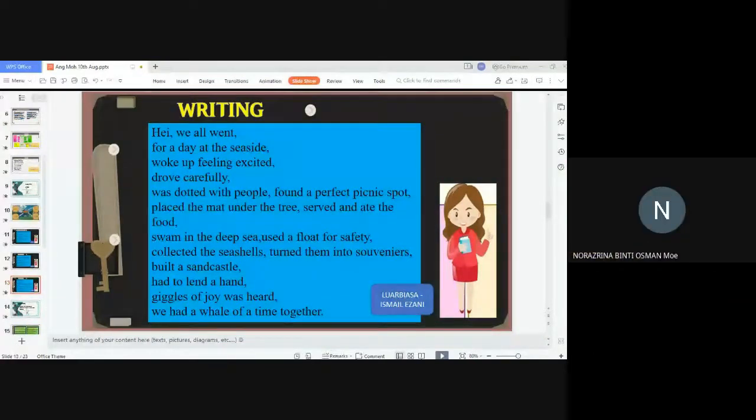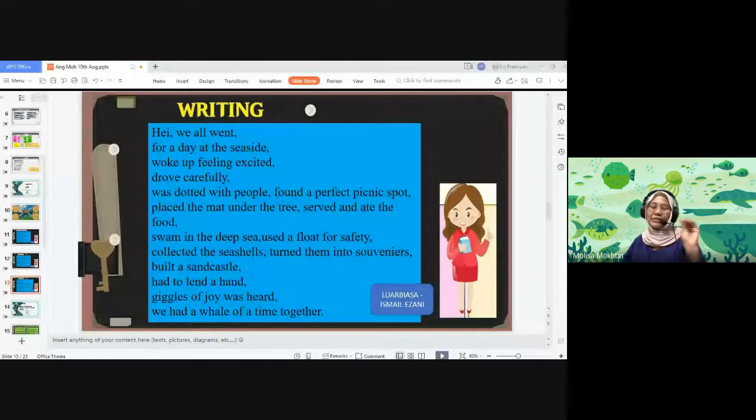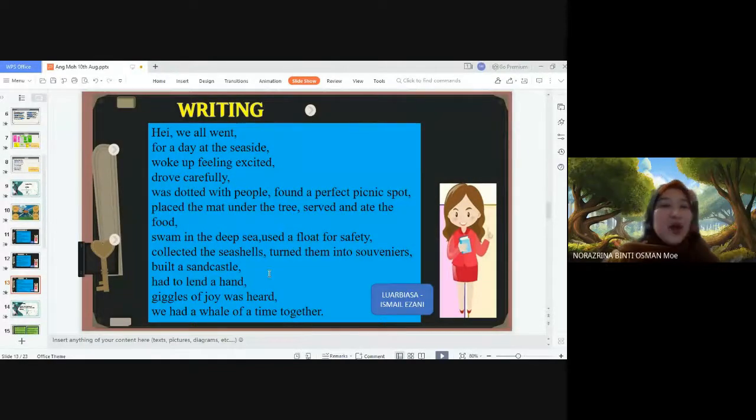Okay, Ina, you have around like 25 more minutes. Alright. Okay, so this one is actually what I have done with my pupils, my year 5 pupils, when we did the story about At the Seaside. So I changed the lyric of Luar Biasa by Ismail Izani, and for your information, Ismail Izani also tagged me because using his song.